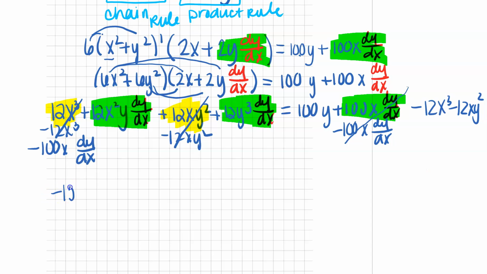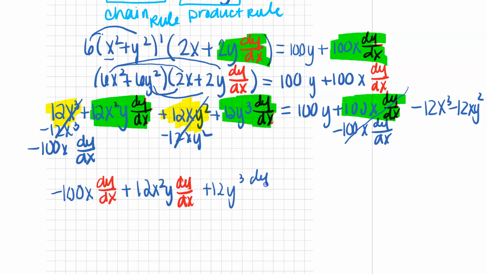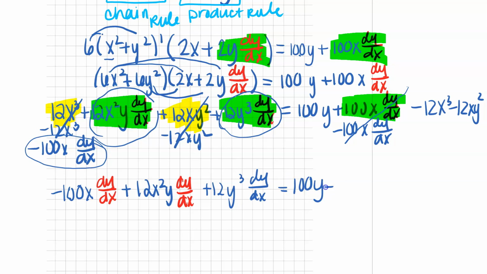So we have negative 100x dy/dx plus 12x squared y dy/dx plus 12y cubed dy/dx equal to... so you can see we have this dy/dx in each term. Now let's grab all our terms without dy/dx. That would be 100y minus 12x cubed minus 12xy squared.